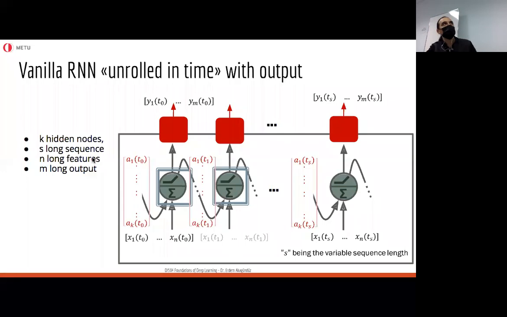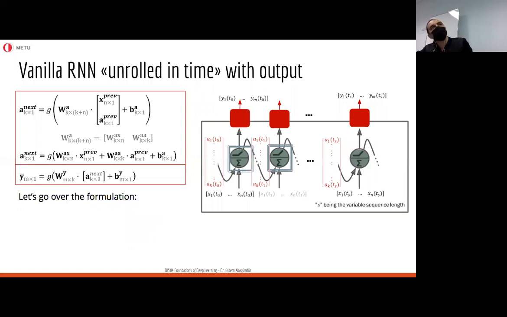And finally, I have k hidden nodes, which means in the supernode representation, I have k nodes. That's why the hidden states that evolve in the sequence dimension, let's say time, are of k dimensions. This is a mathematical picture of what a simple vanilla RNN with an output gate looks like when it's unrolled in time. Good.